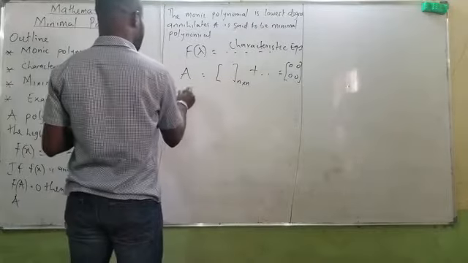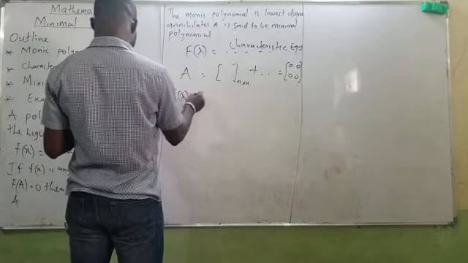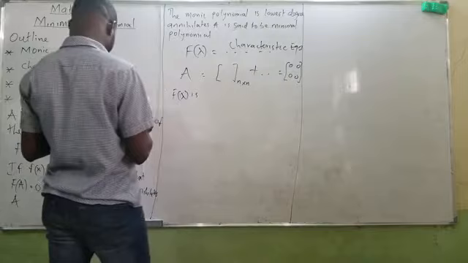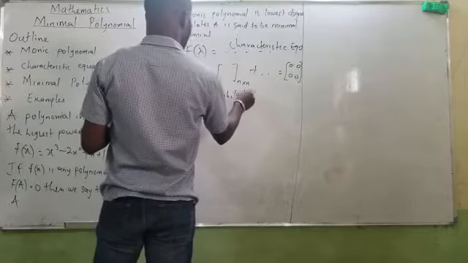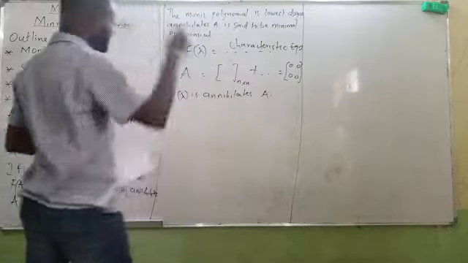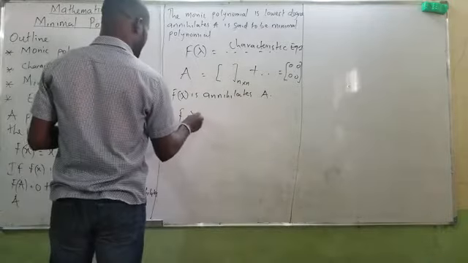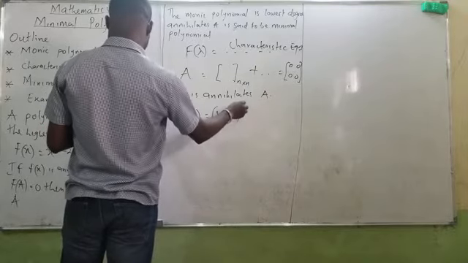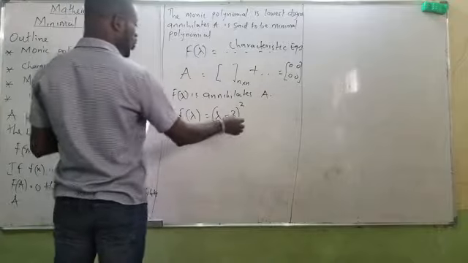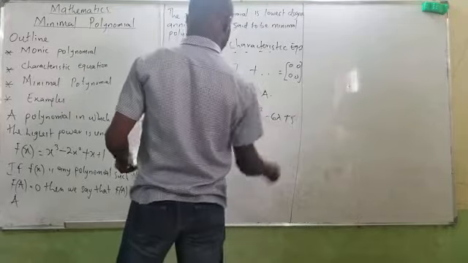It means f of lambda is annihilated by A. That is the interpretation. Now, since I have that, how do I deduce the degree of the polynomial? For instance, if my f of lambda equals lambda minus 3, bracket of 2, I think you know what it is. It's just like having lambda squared minus 6 lambda plus 5, which is what I'm having here.